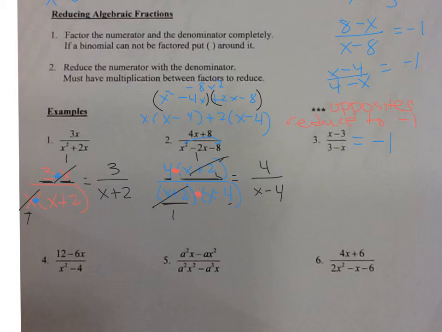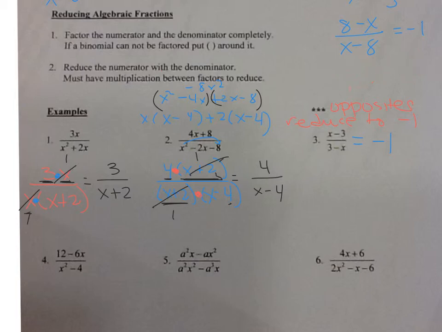This would not be an opposite. 4 minus x, 4 minus x. Those are not opposites. Those are the same thing. That reduces to 1. All right, so just make sure that they're both negative and they're in different orders.